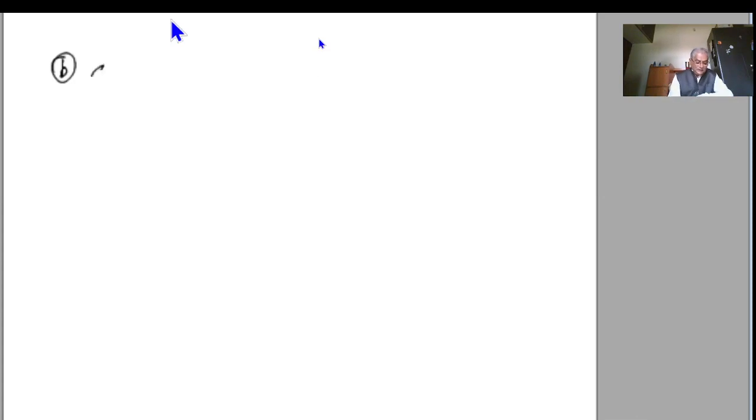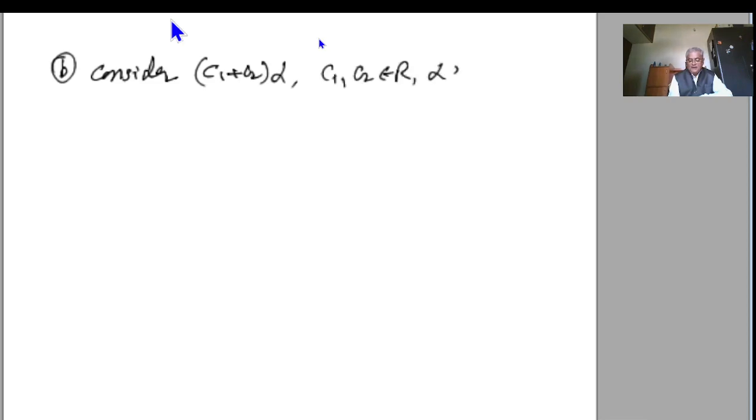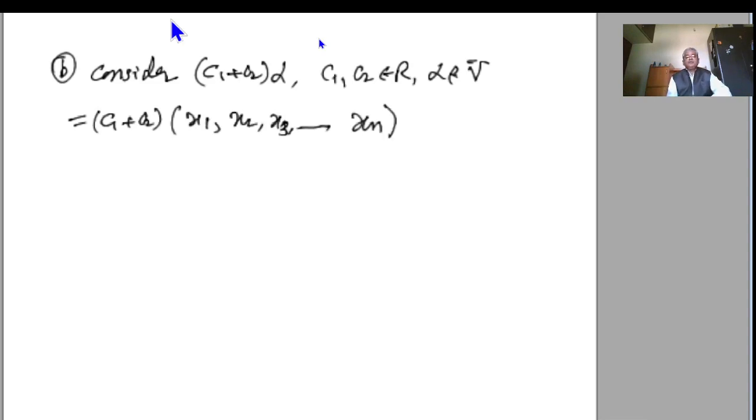Consider (c1 + c2) into alpha, where c1, c2 belong to R and alpha belongs to V. I have to prove that this is equal to c1 alpha plus c2 alpha. (c1 + c2) into alpha is nothing but (c1 + c2) into (x1, x2, x3, up to xn).